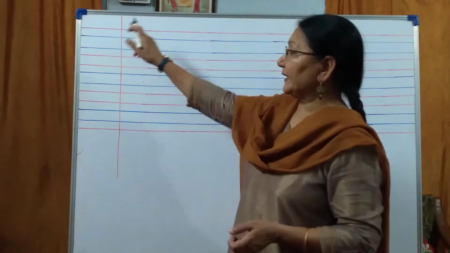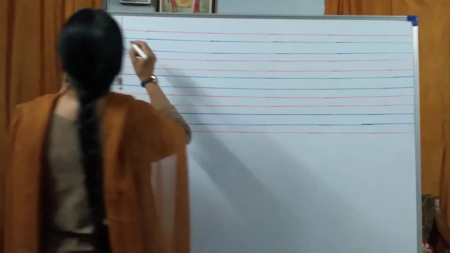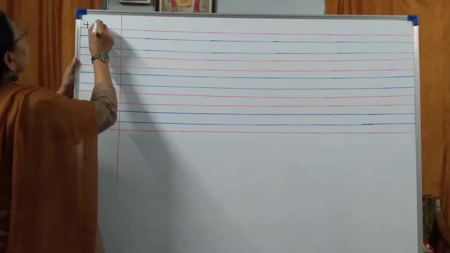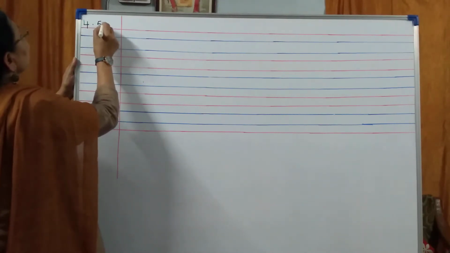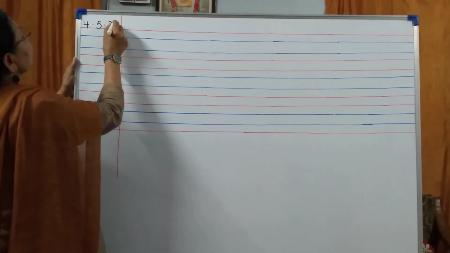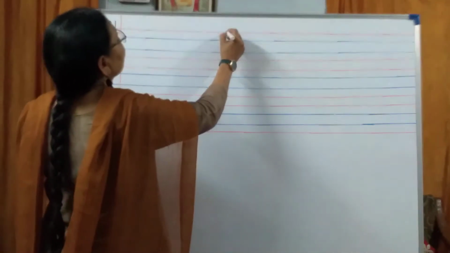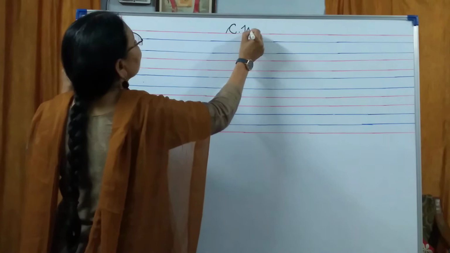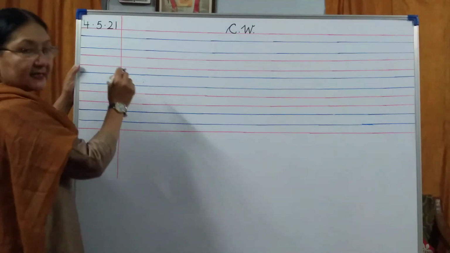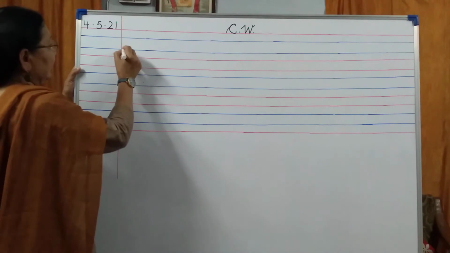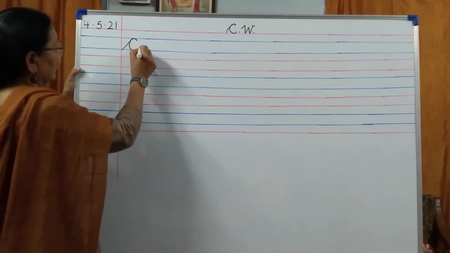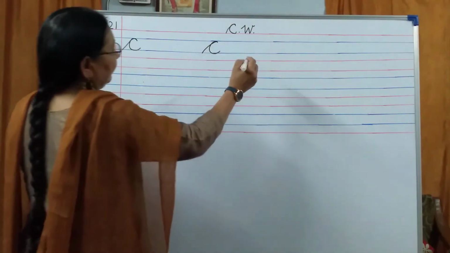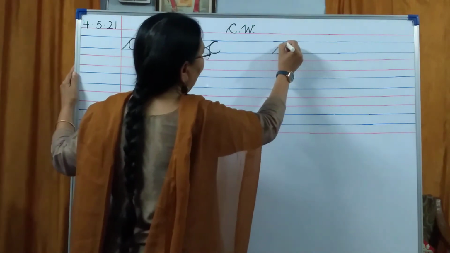So here ma'am will write the first line for you. Ma'am will write the date over here, then the CW. Here the date 4.5.21. This will be CW. Okay, the first line, this is C. Ma'am will write this for you and I will teach you how you have to write.